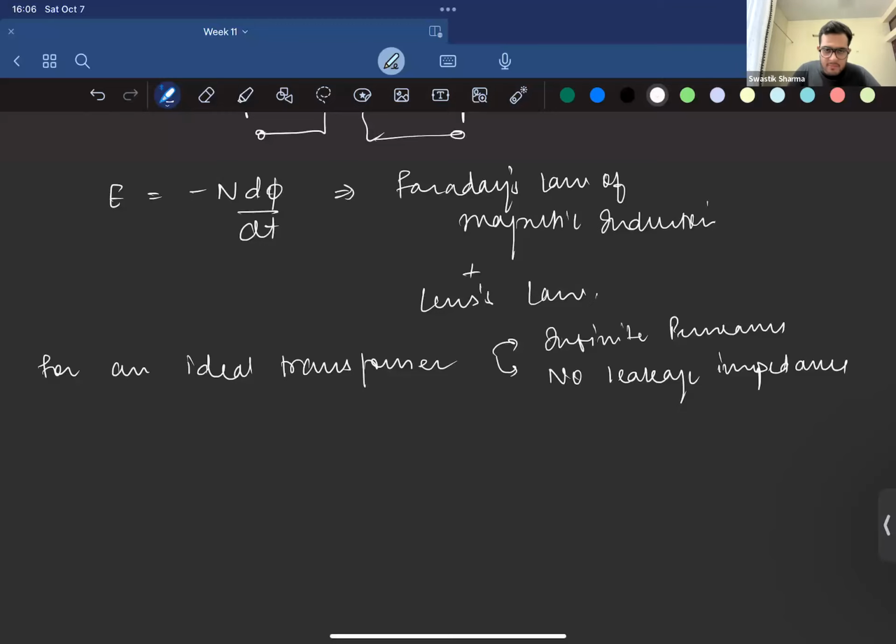So what does infinite permeance mean? It means that the core has negligible reluctance. The same is true with resistance too. When there is negligible resistance, the maximum amount of current flows through that resistance. Similarly, if there is infinite permeance or negligible reluctance, the flux stays confined to that core only. That's what I mean by infinite permeance.